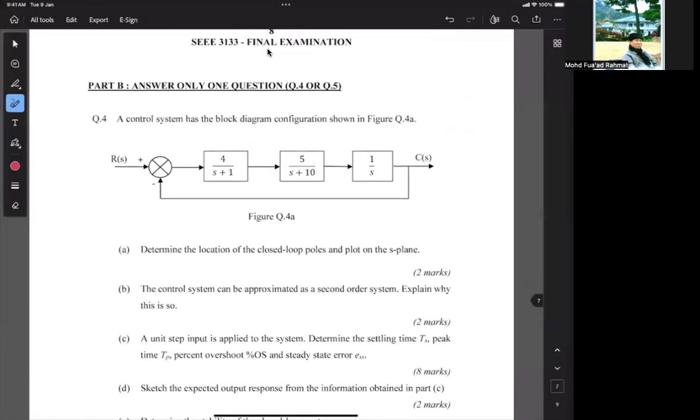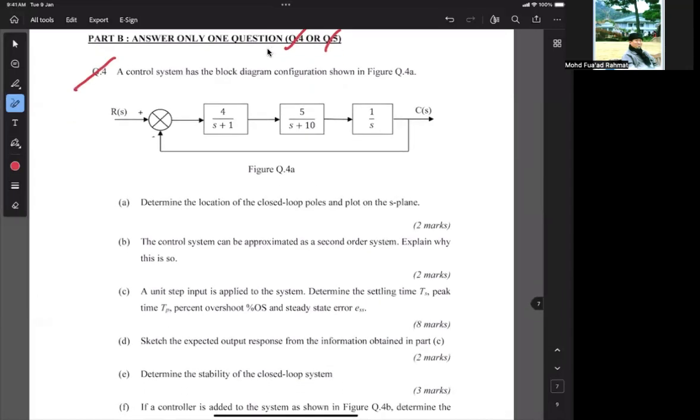Question 4. So we have question 4 and question 5. So you have to choose either Q4 or Q5. So let us answer Q4 first. Okay. This is the block diagram: 4 over s plus 1, 5 over s plus 10, and 1 over s. Determine the location of the closed loop poles on the S-plane.